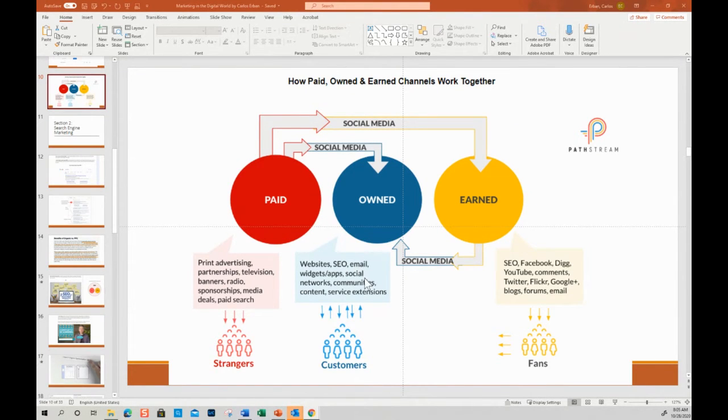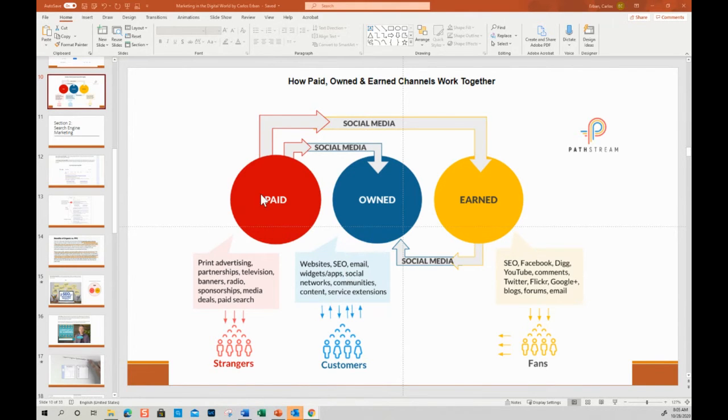Email, of course, is owned. If you develop an app or a widget, if you have a social network, these are things that are owned by the company, okay? They're owned, and the customer interacts directly with these things that are owned by the company or the small business or so on.